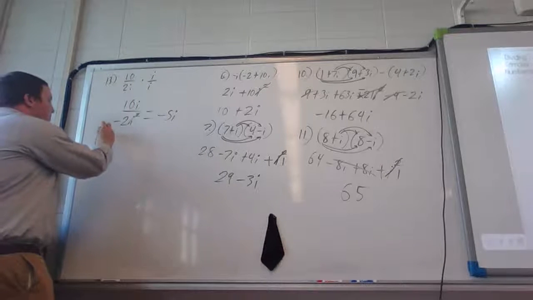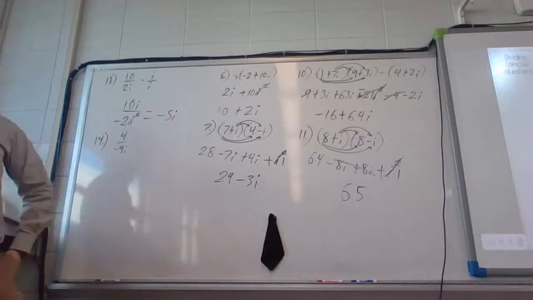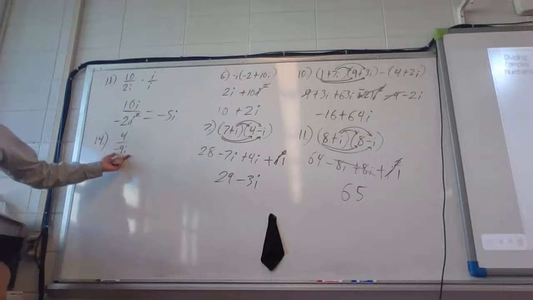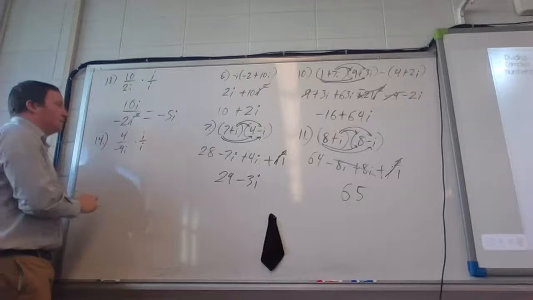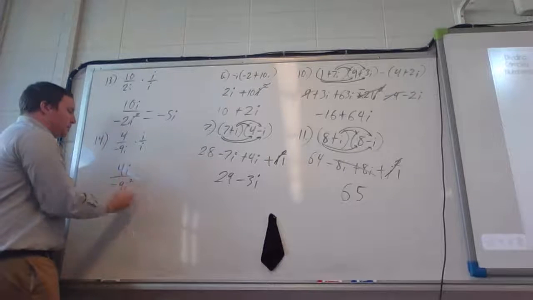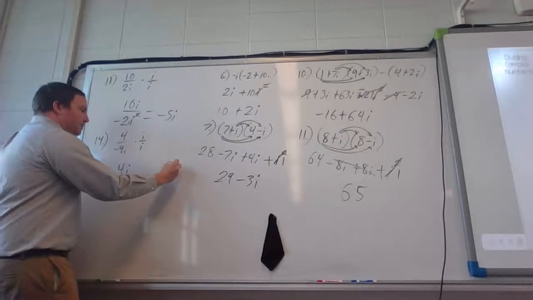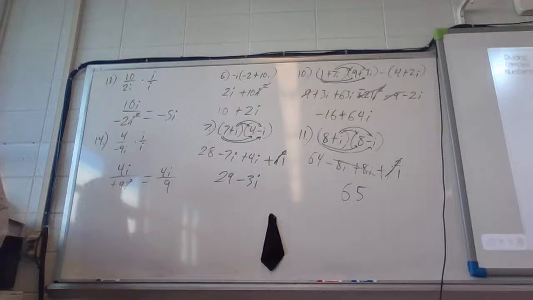Number 14. 4 over -9i. So again, to eliminate the i in the denominator, multiply by i over i. That will be 4i over -9i squared. And negative, and i squared is -1, and -9 times -1 is +9. And then 4i over 9. Perfect.